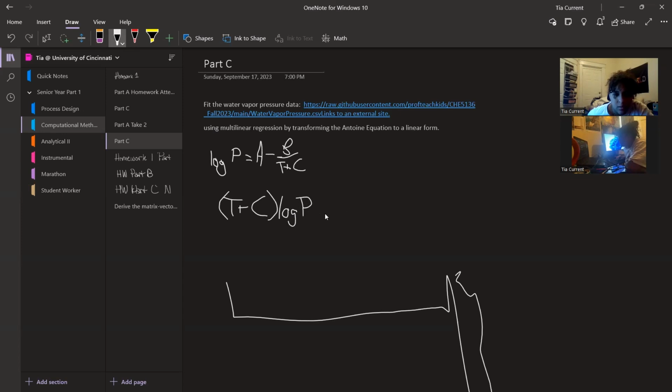Still getting carpal tunnel from my T plus C. Writing with a mouse, as you can see. And minus B. Now let's see if that looks right. No, because I forgot the A. I knew it looked weird. A minus B.